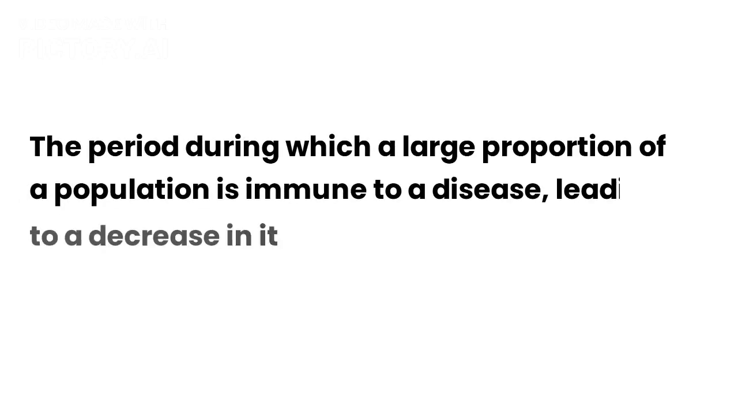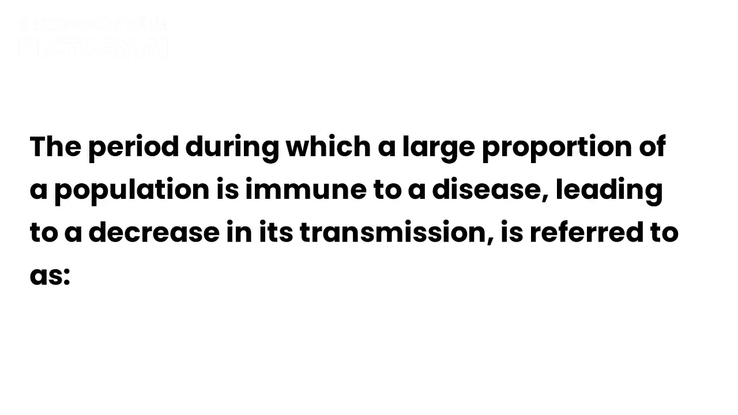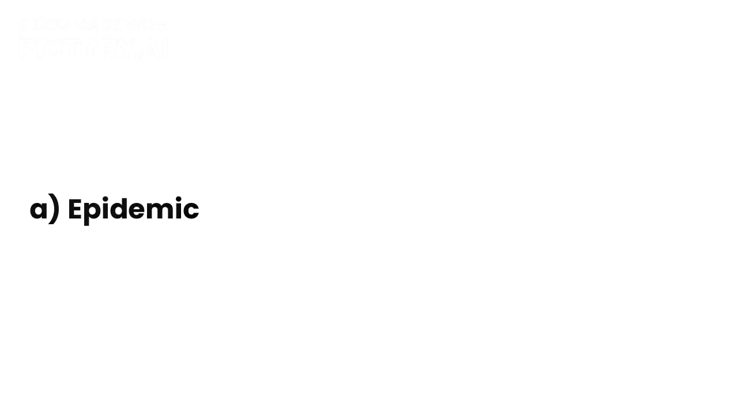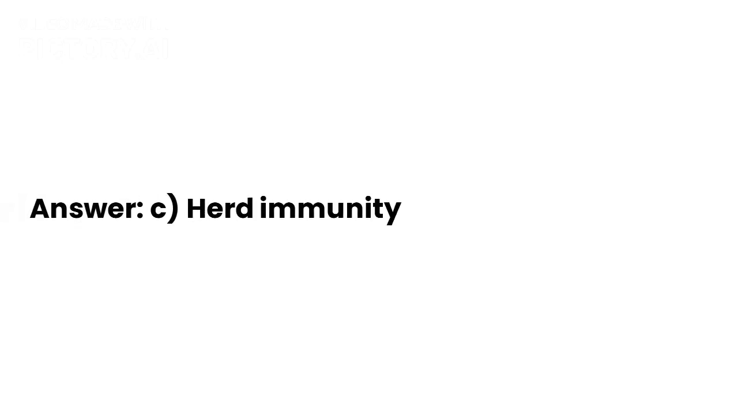19. The period during which a large proportion of a population is immune to a disease, leading to a decrease in its transmission, is referred to as A. epidemic control. B. endemic control. C. herd immunity. D. zoonotic immunity. Answer: C. herd immunity.